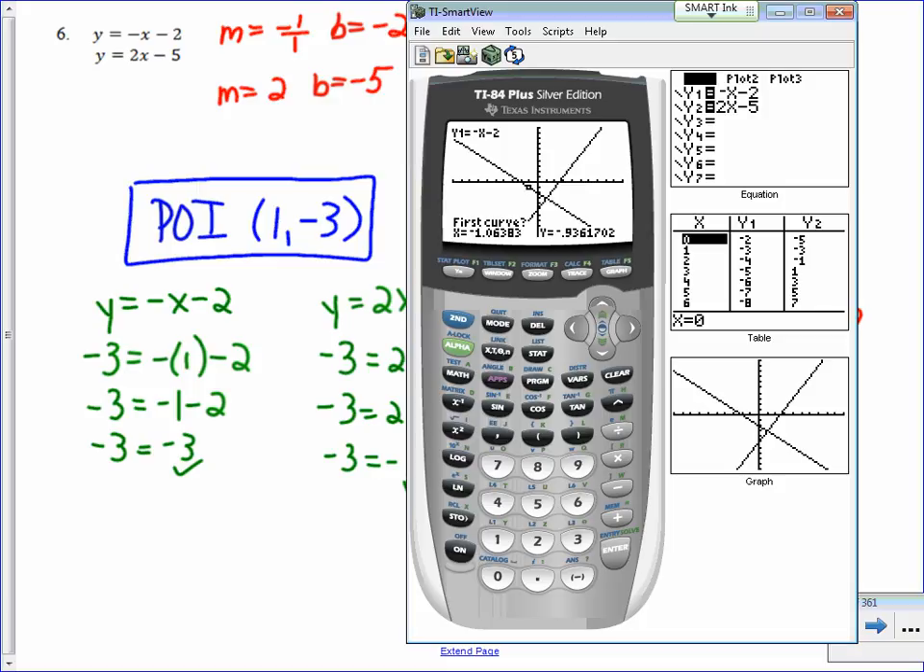So I hit enter for the first curve, and for the second curve, notice where my blinking cursor is. Make sure you are to the left of that point of intersection. Then you hit enter, and my calculator tells me my point of intersection for these two equations is 1 comma negative 3, which is what I got when I did it manually. And that is how I would like you to check it.